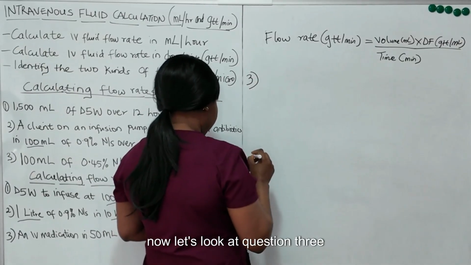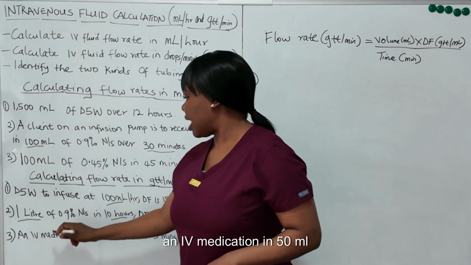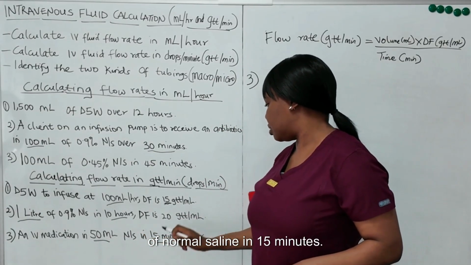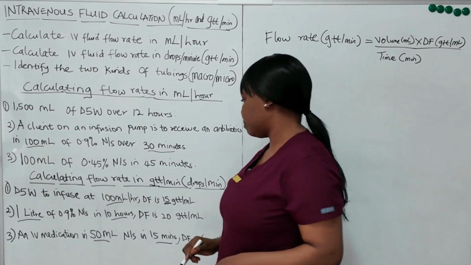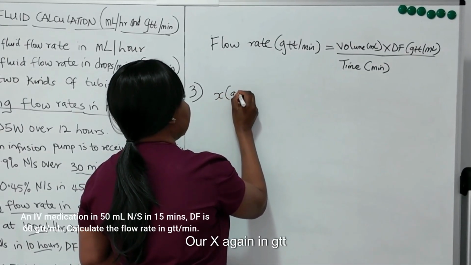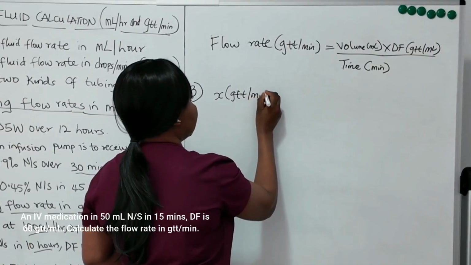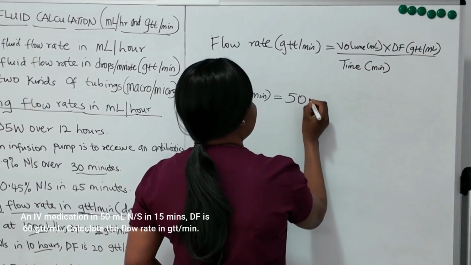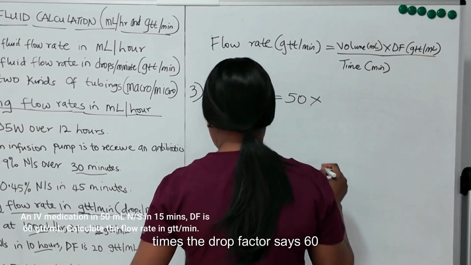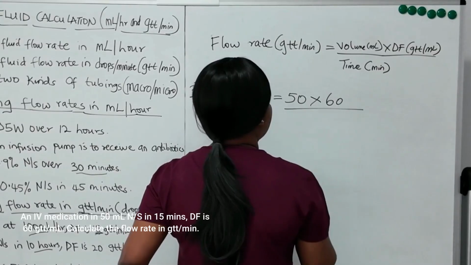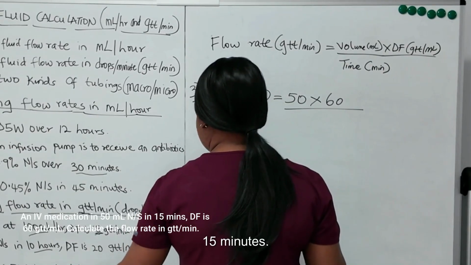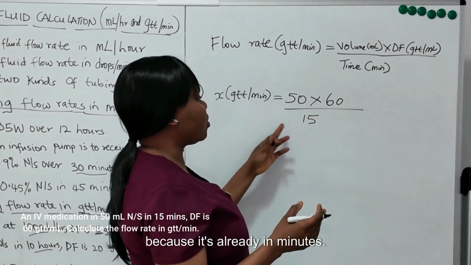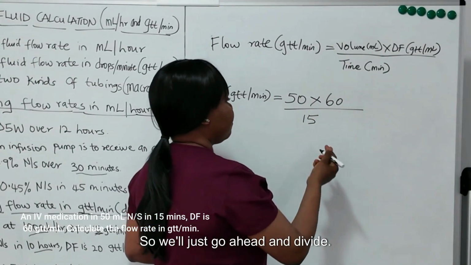Now let's look at question 3. So question 3 says an IV medication in 50 ml of normal saline in 15 minutes. Drop factor is 60. Our X again in GTT, in drops per minute, equals the volume. It says 50 times the drop factor, which says 60, and the time says 15 minutes. So for this one, we're not going to convert because it's already in minutes. So we'll just go ahead and divide.